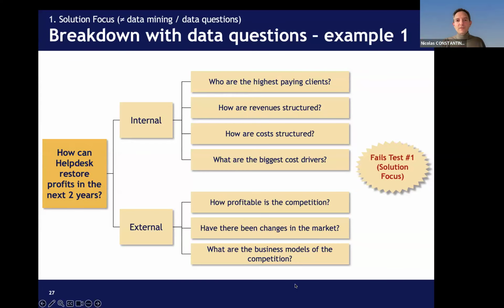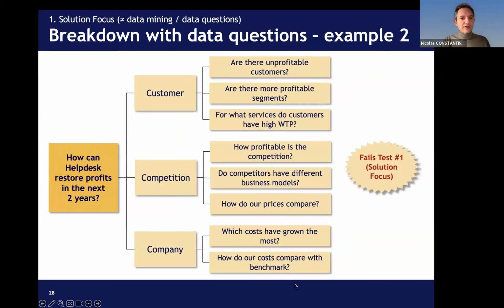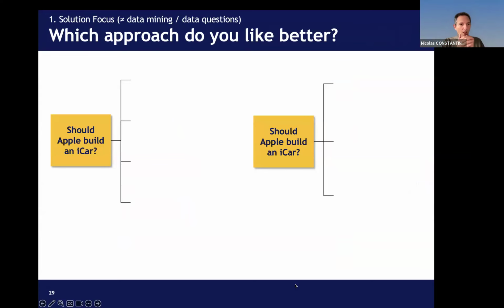So here's a little bit of an exercise for you. I'm going to show you 2 structures for this question: Should Apple build an iCar? Imagine 2 teams working on the same question. I'm going to show you the structure for team left and the structure for team right. Think about which structure you like better, based on all the things we've discussed, and why. Then please tell me in the chat box which one you like better. Don't let yourselves be influenced by what people write in the chat box. Just use your own mind.